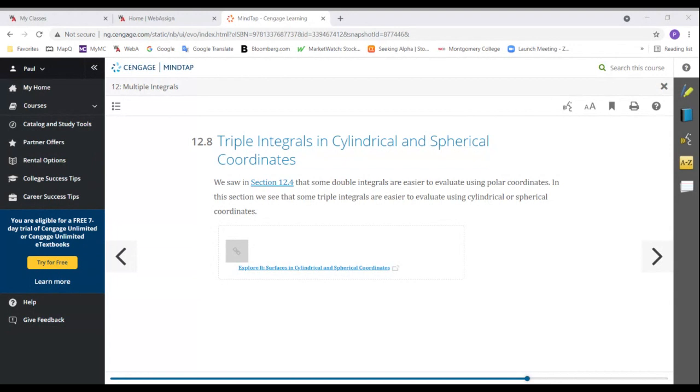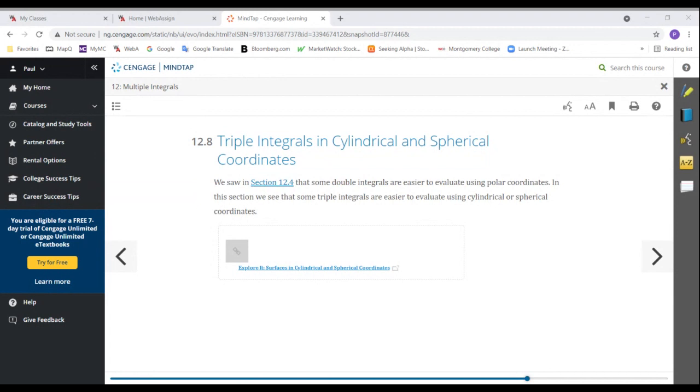Okay, so in section 12.7, you learned about triple integrals, where you used rectangular coordinates, x, y, and z. Those are also called Cartesian coordinates, but we'll call them rectangular coordinates. You used rectangular coordinates to do your integration.